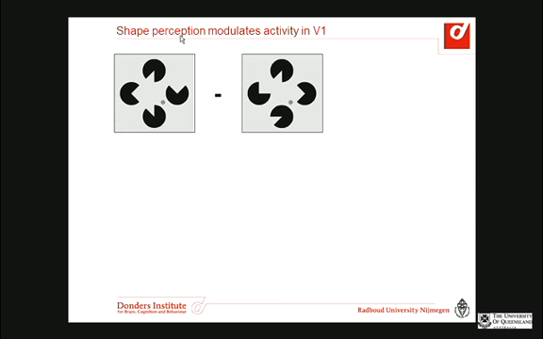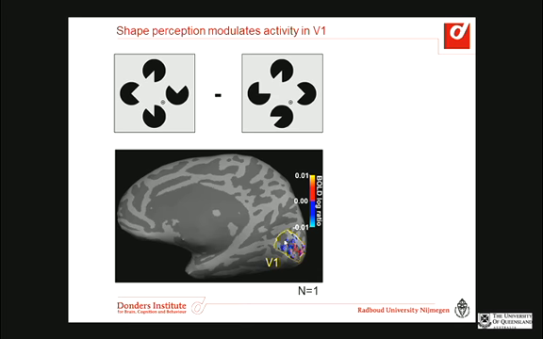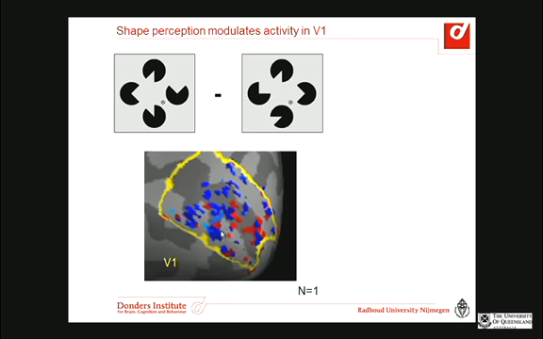So we made a simple contrast between these Kanizsa-like stimuli and the control stimuli, and looked at the activity here in this case in V1. And we see a kind of patchy pattern of increases in some areas of V1 represented in red and decreases in others in blue. This is for one subject, and this pattern is hard to make sense of as it is.